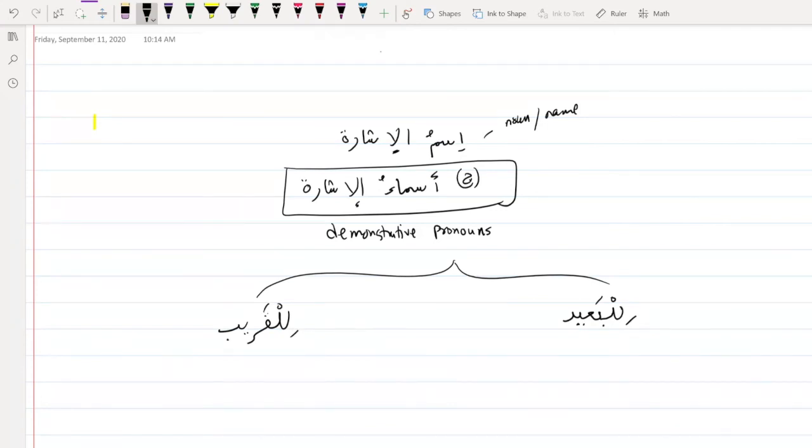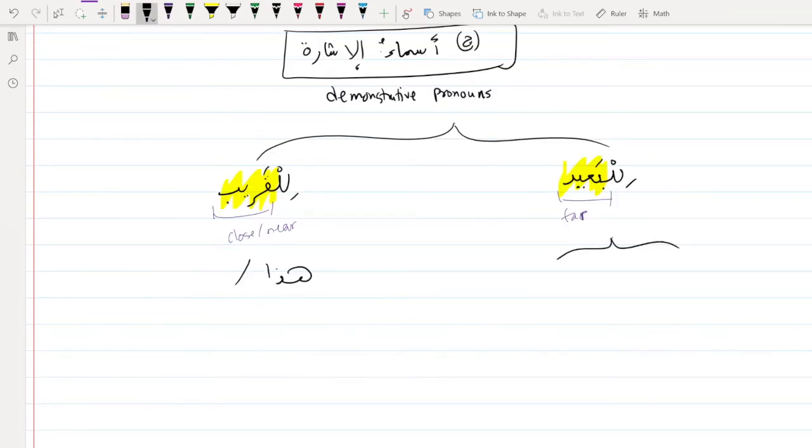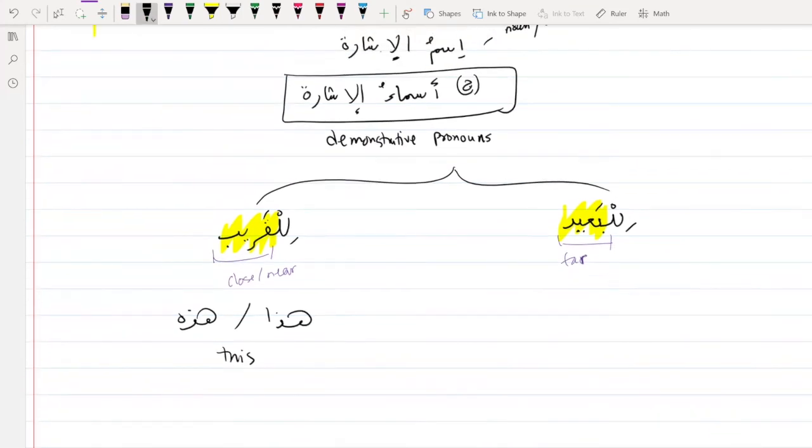Now the reason I think the book is mentioning this, and it's interesting, is because you know these words already. You had these words before. Ba'id, what is ba'id? We used them in the lesson. Ba'id is far. Remember? Hada or hadihi. And for ba'id, we have dhalika and tilka. That's it.